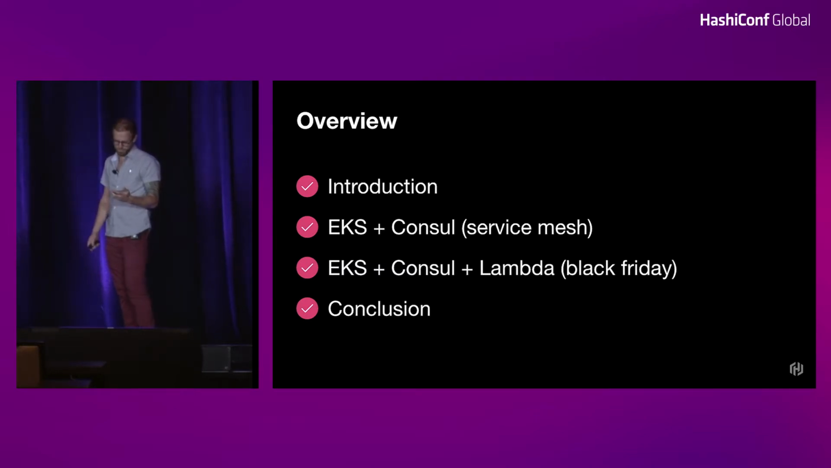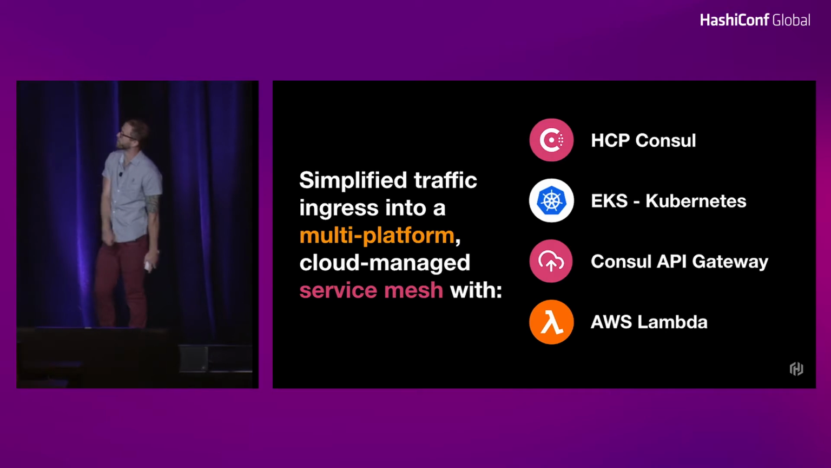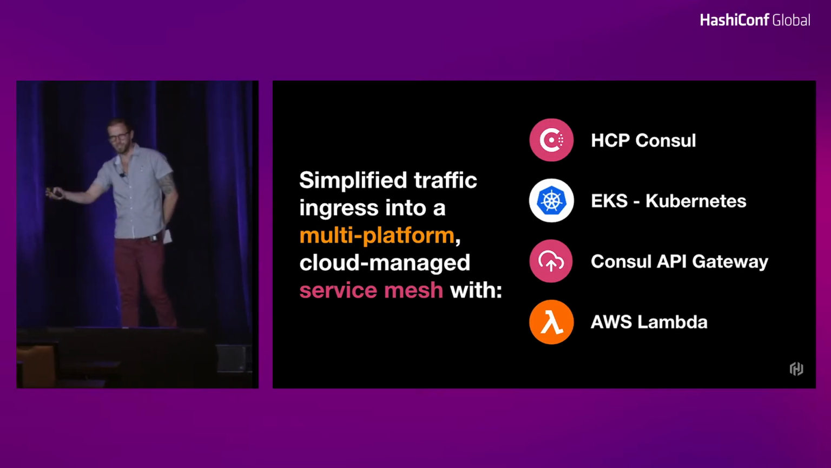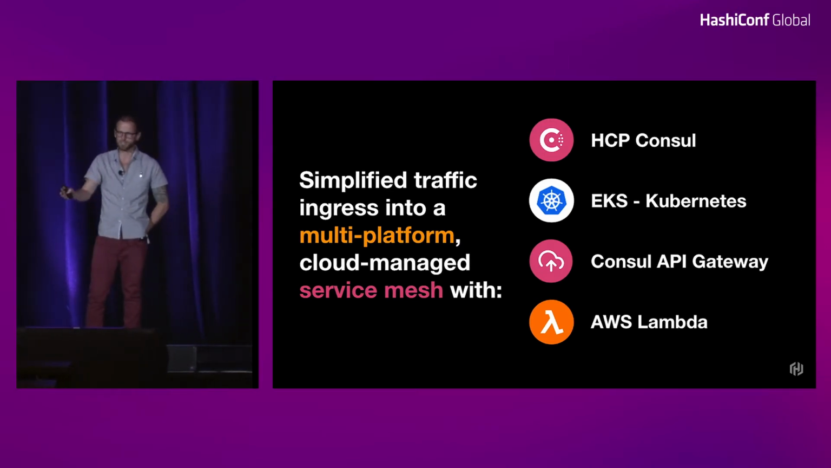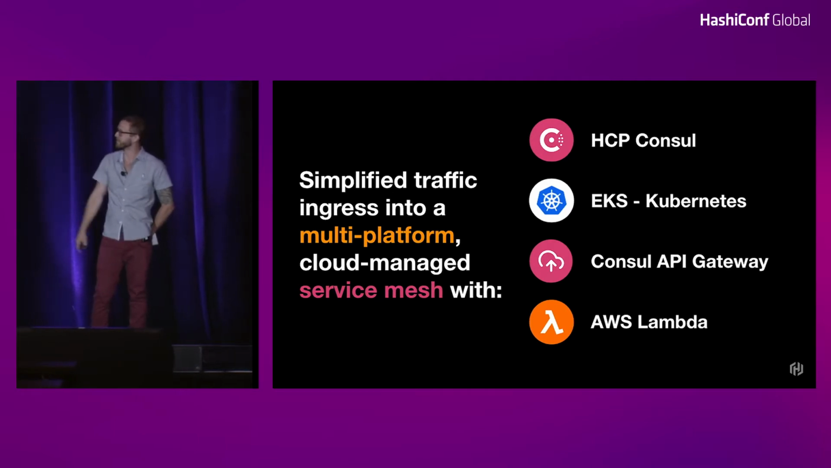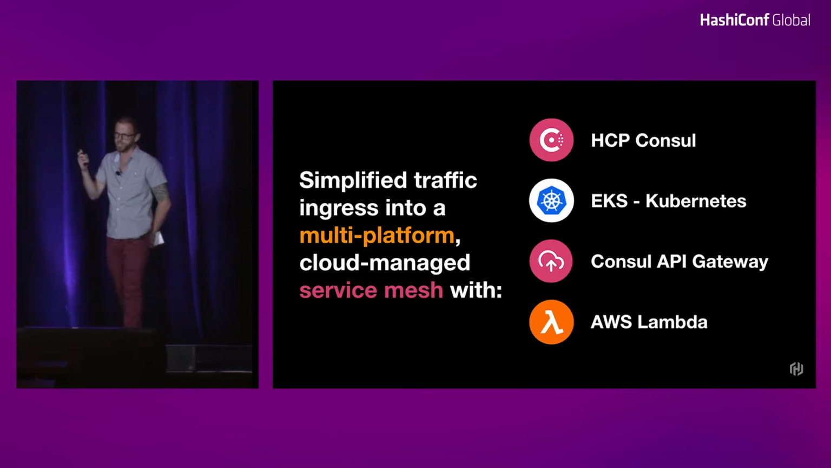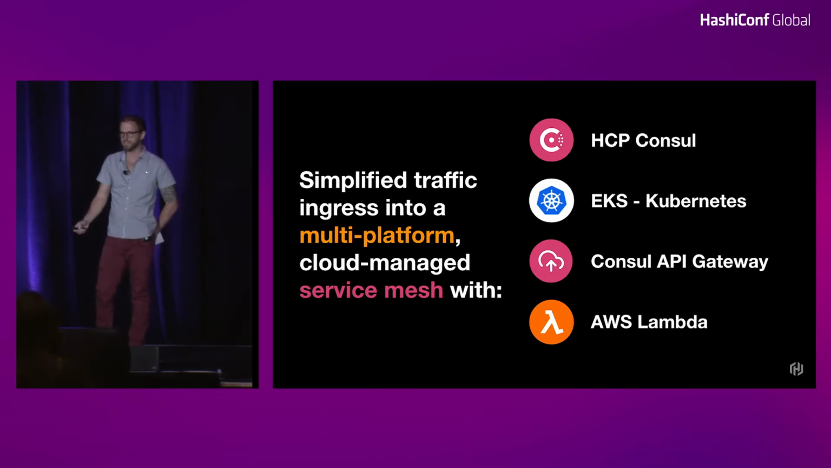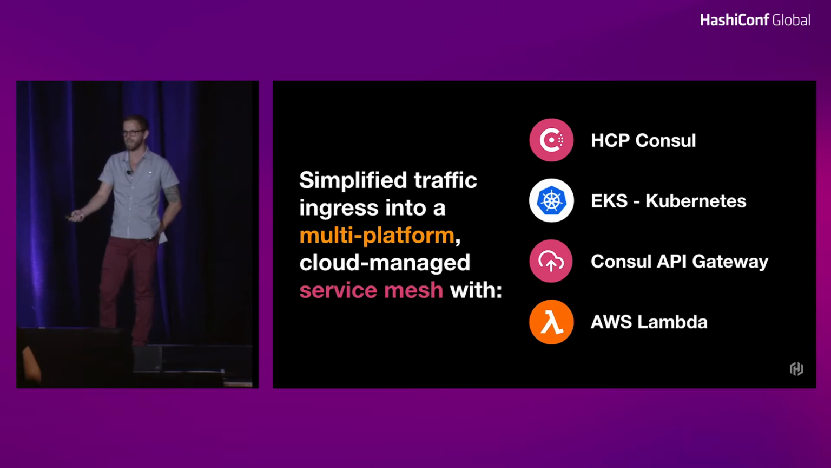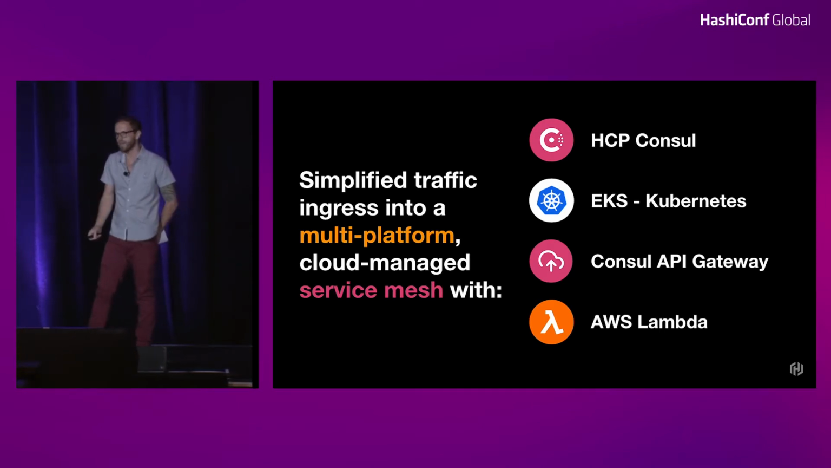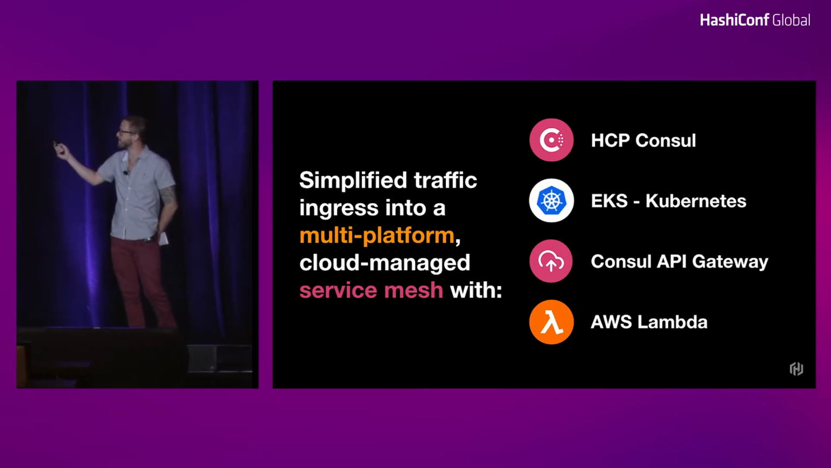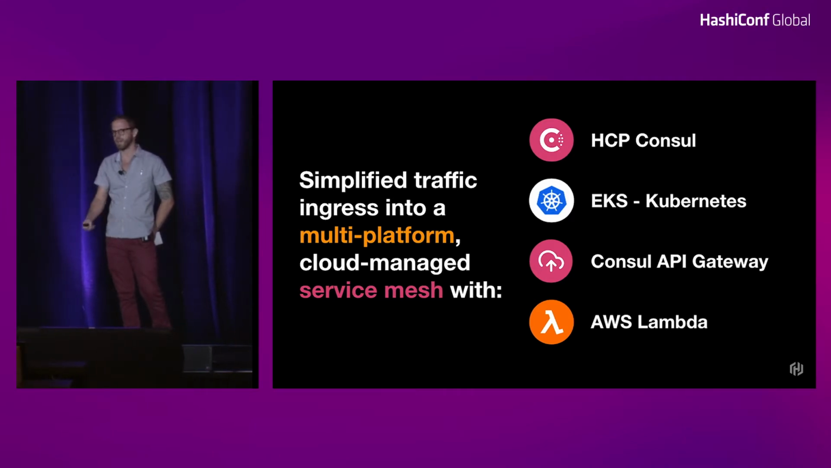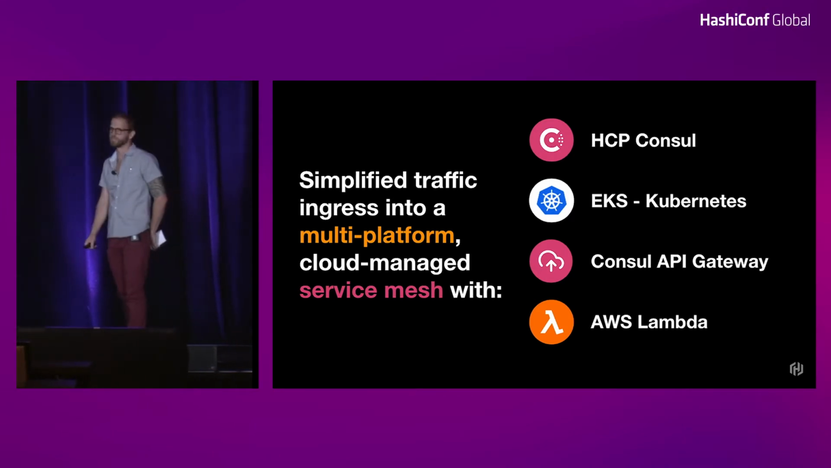This is our objective for today. The main pattern we're going to show you is a simplified traffic ingress into a multi-platform cloud-managed service mesh using these technologies. These include Consul Service Mesh with HCP Consul, EKS, which is AWS's Kubernetes cloud platform, Consul API Gateway for ingress into our service mesh application, and AWS Lambda for our serverless functions.